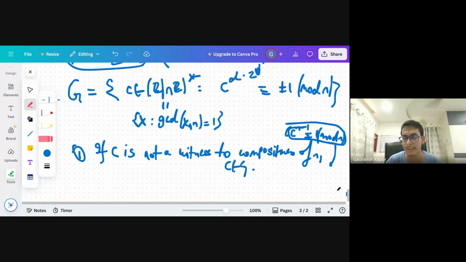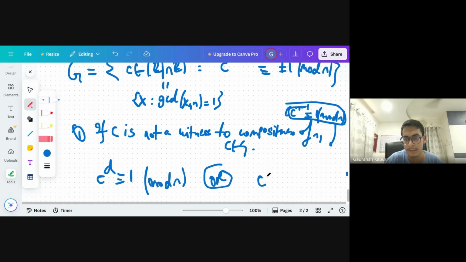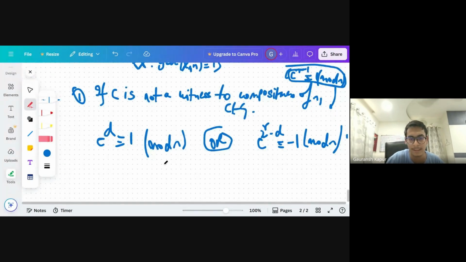Because if c is not a witness to the compositeness, then what were the criteria? Our criteria was that either c^d was 1 mod n or c^(2^t d) is equal to minus 1 mod n. Correct? So we said that if c was going to show us that n was composite by the Miller-Rabin test, then one of these criteria must fail. So if c^d is 1 mod n, then obviously c^(d times 2^j) is also 1 mod n. Just raise both sides to the power of 2^j. So this implies that c is in G.